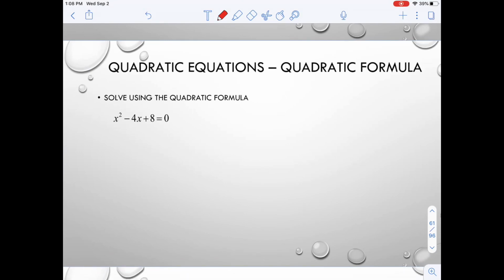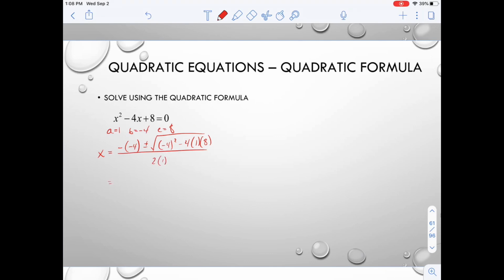So let's take a look at another one here real quick. I have x squared minus 4x plus 8 equal to 0. So a is 1, b is negative 4, and c is 8. Right? So we're going to have x equals the opposite of negative 4 plus or minus the square root of negative 4 squared minus 4 times a times c, all divided by 2 times a.